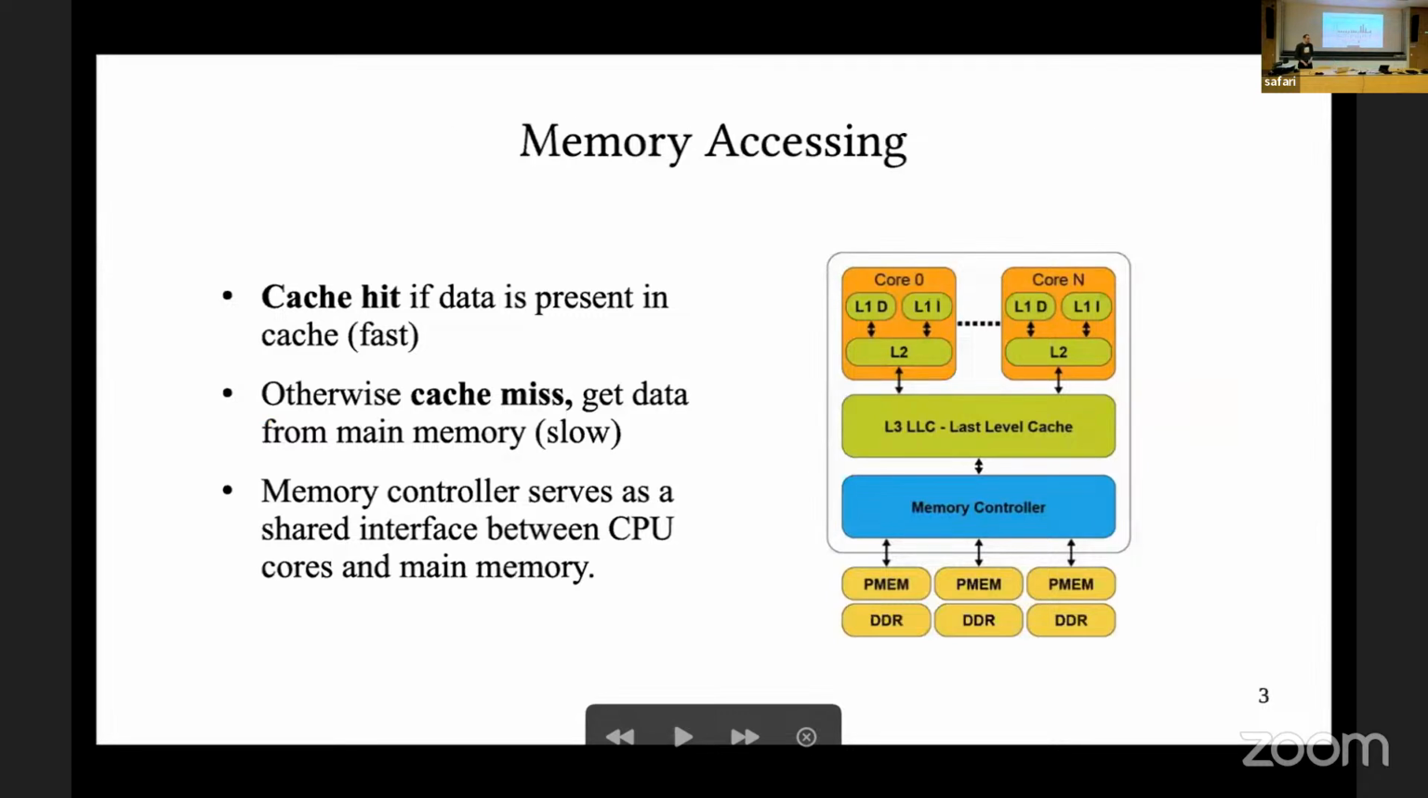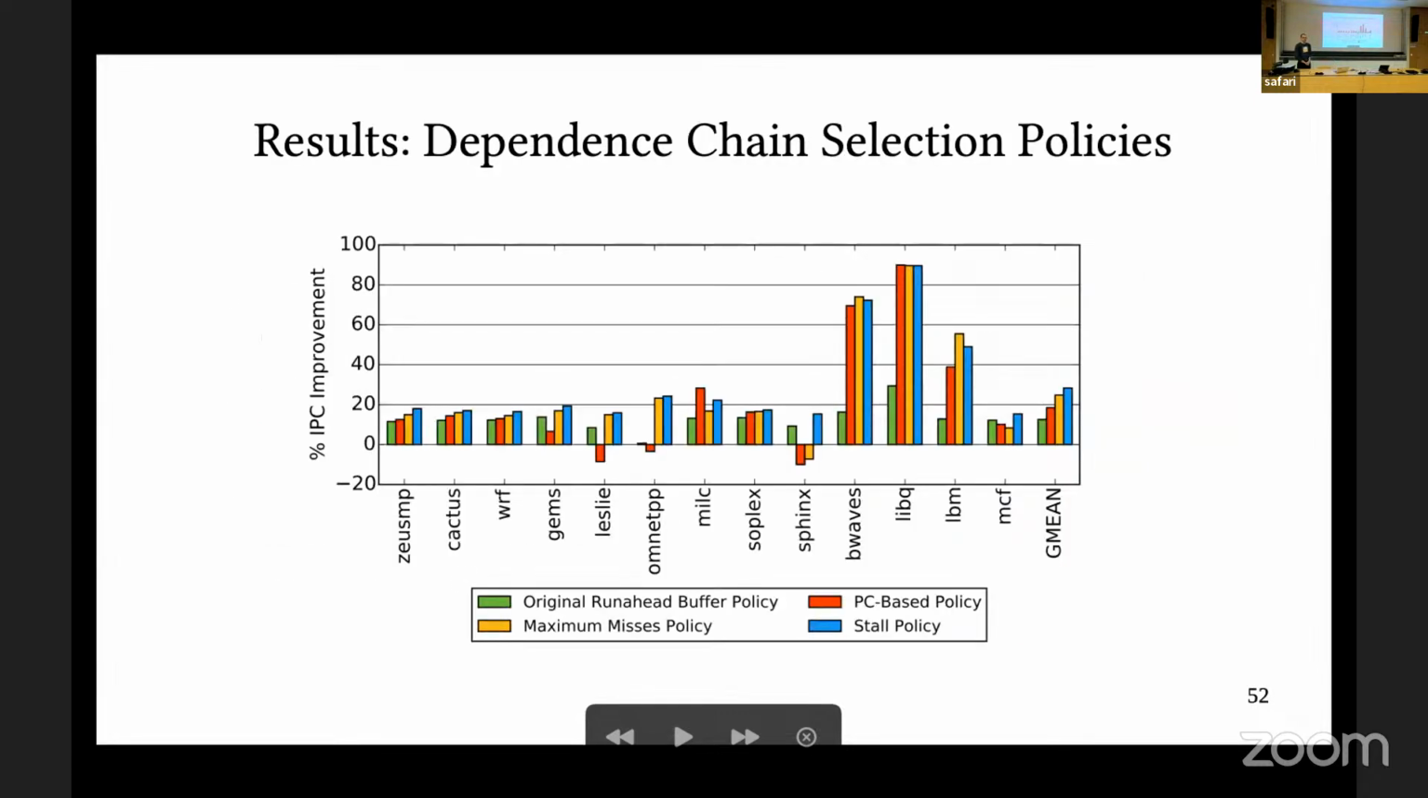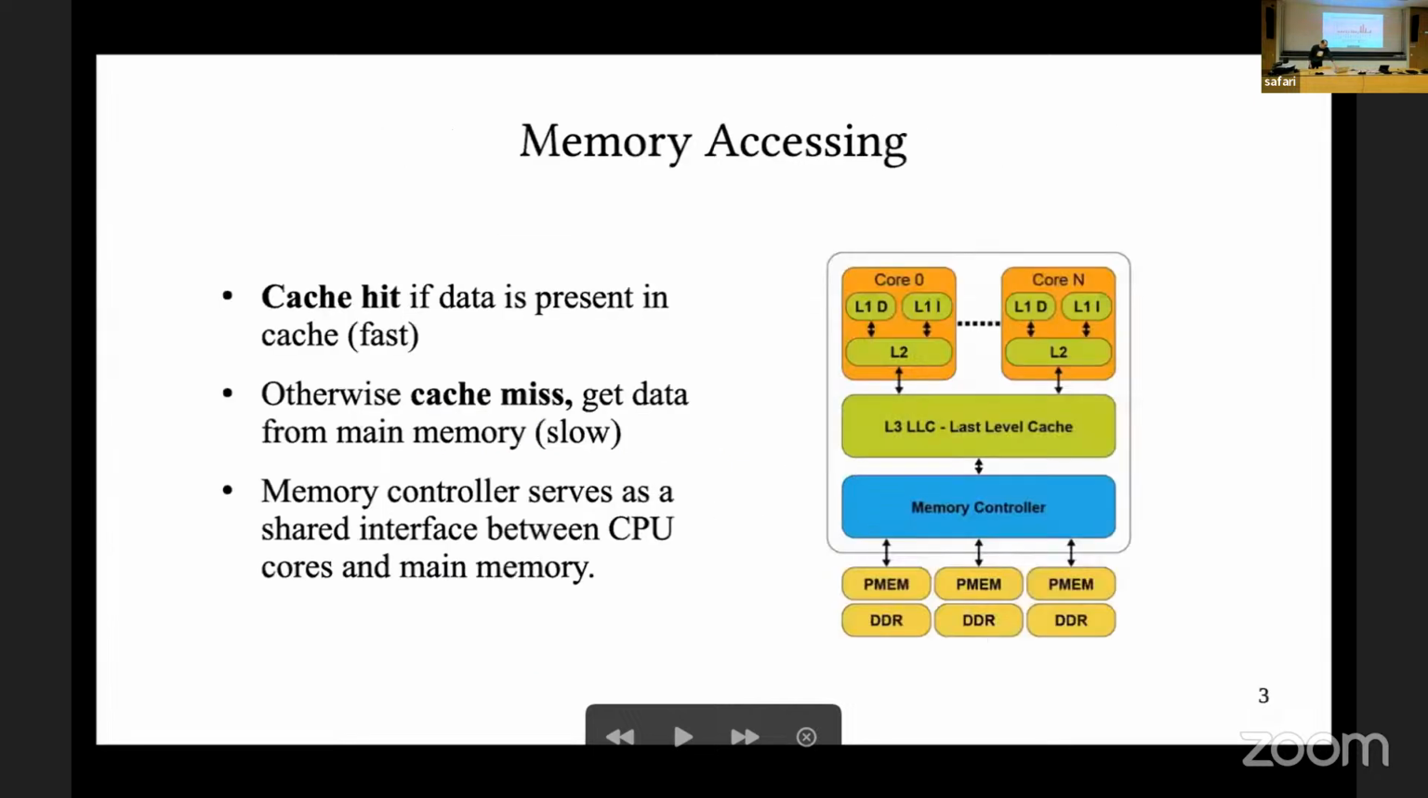Also these things I discussed earlier, for example dependence chain selection, so which dependence chain from a single core we take, what policy we use to decide. There's some analysis in the paper on that. And the result is not too exciting. The stall policy is the best, but not by a huge margin. But that's also what they always use when they simulate.